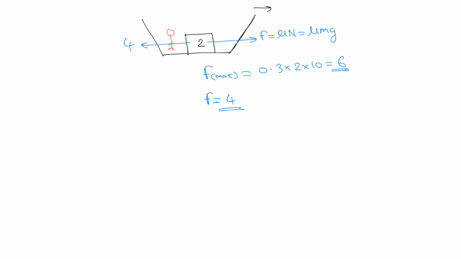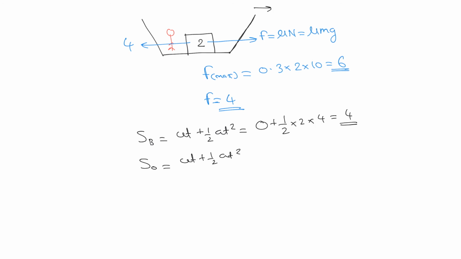So we can find out the value of displacement of that block with respect to ground. We can use the equation s is equal to ut plus half at square. Initial velocity is 0, acceleration is 2 and time is 2 seconds, so 2 square is 4, and this will be equal to 4 meter. Now we can find out the displacement of the observer. The observer is moving with an acceleration of 5 meter per second square. So its displacement, using the same equation, is half into 5 into t square, which is 4. So its displacement is 10.